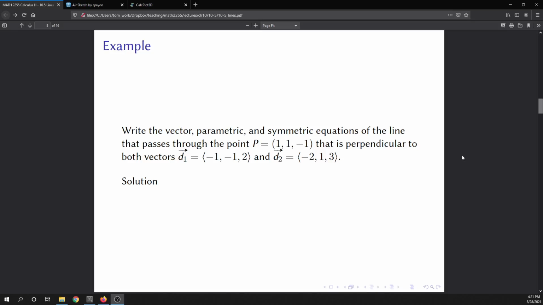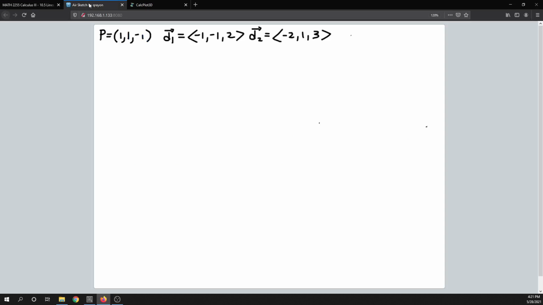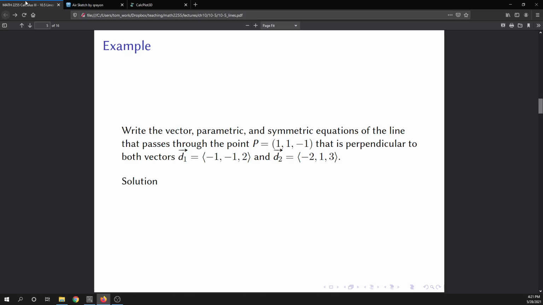All right, in this video, we're going to work through the following problem. It says write the vector, parametric and symmetric equations of the line that passes through the point (1, 1, -1) that is perpendicular to both vectors d1, which is (-1, -1, 2), and d2, which is (-2, 1, 3). Okay, so there are those vectors.